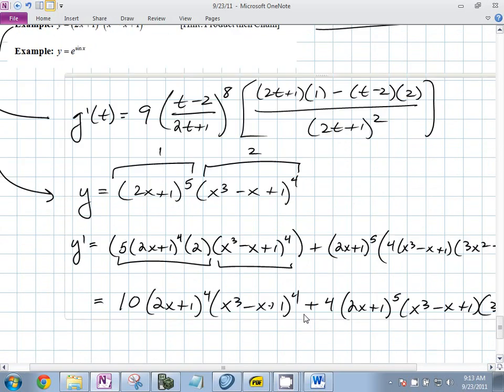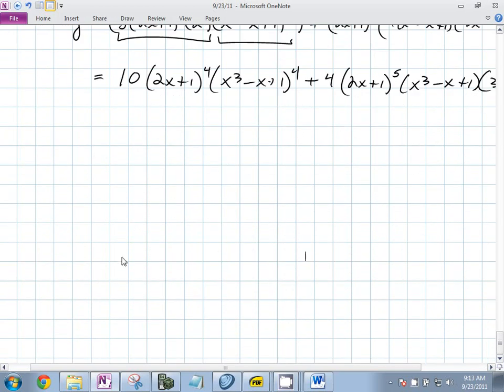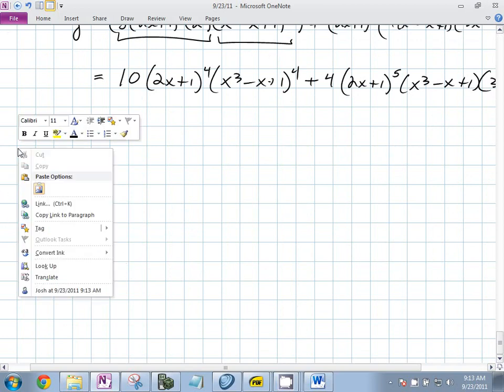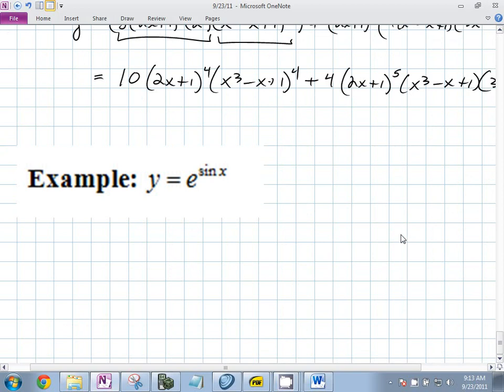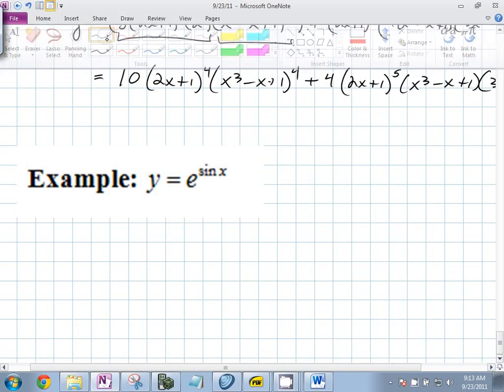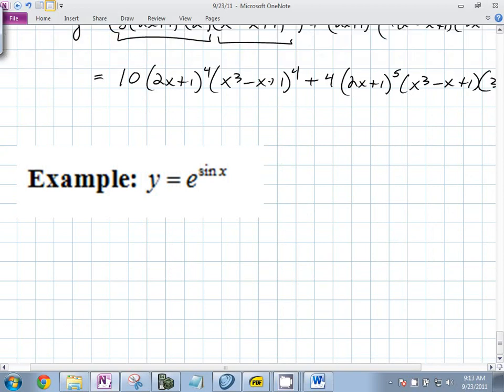Now what about this one right here? What's the outer function going to be? e to the what? e to the x. So y prime is going to be e to the sine x, but then times what? Cosine x. Is that really important that you add in? Yeah. Absolutely.